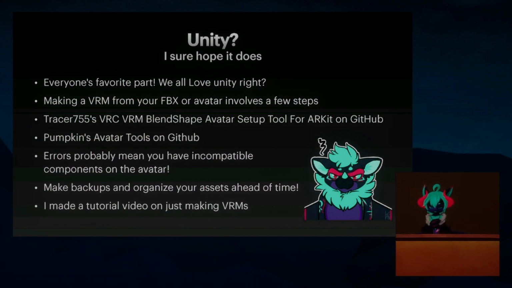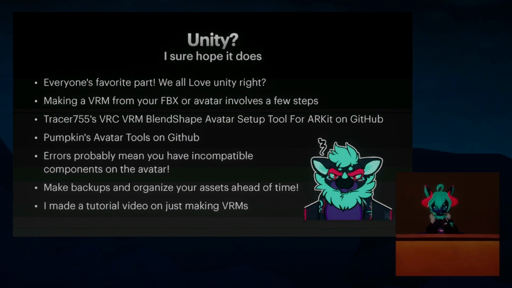Unity, everyone's favorite part. We all love Unity, right? I'll admit that I love Blender and I tolerate Unity. So making a VRM from your FBX involves a few steps. I have a tutorial video on this. If anyone is curious, I can send it to them. But basically, you import the FBX and the VRM SDK, and you T-pose the model. Then you export a VRM into the project, and then you work on that exported VRM and give it everything that it needs. I highly recommend having tools for this.